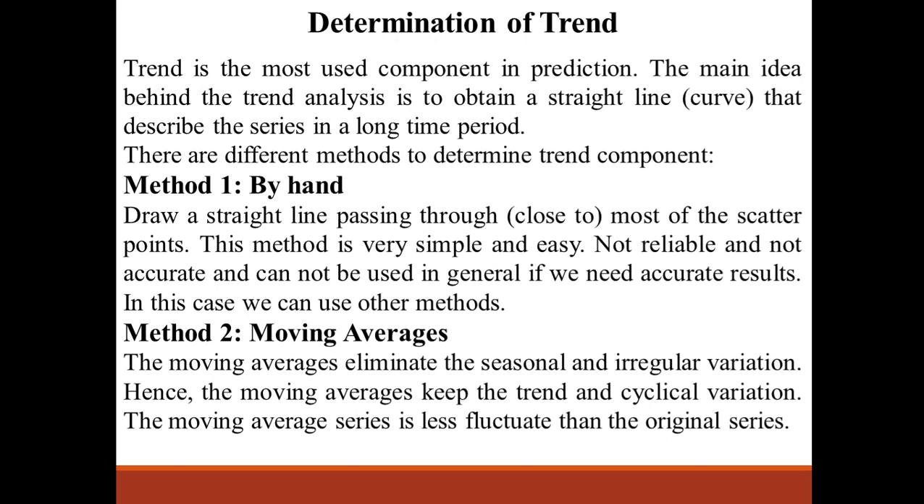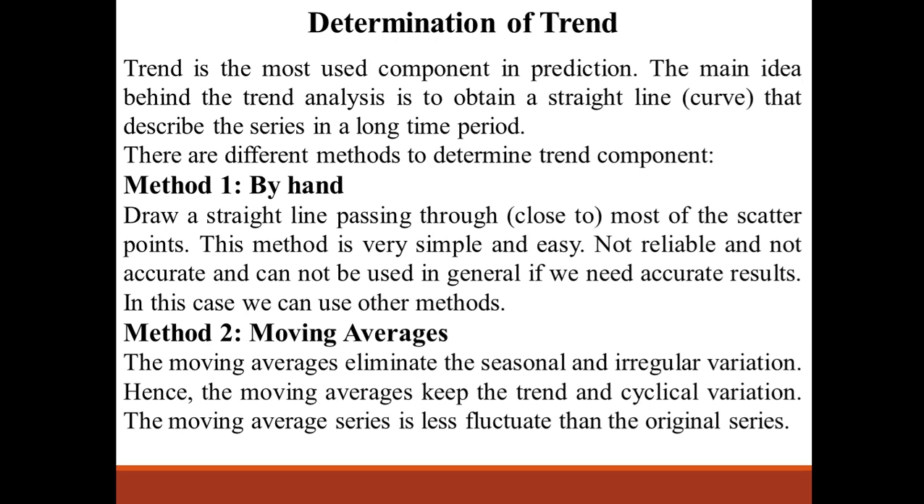The determination of trend. Trend, as we know, is the most used component in prediction. The main idea behind the trend analysis is to obtain a straight line or curve that describes the series over a long time period. There are different methods to determine the trend component. Method number 1: by hand, draw a straight line passing close to most of the scattered points. This method is very simple and easy, but it's not reliable or accurate and can't be used in general. If we need accurate results, we can use other methods.